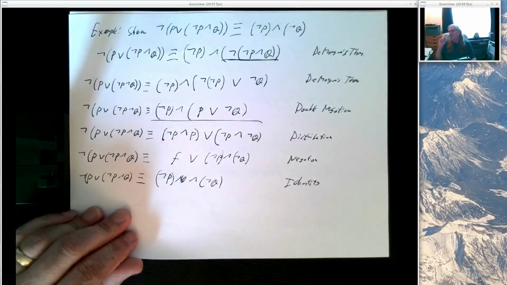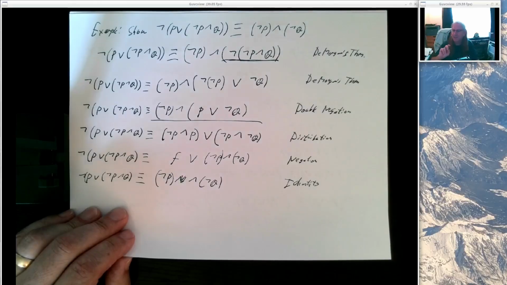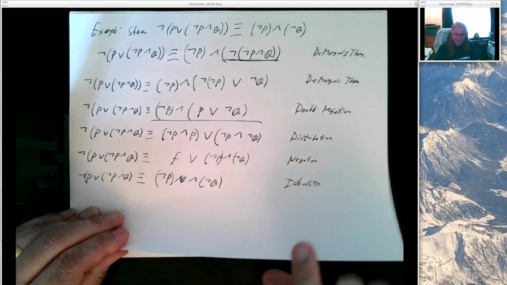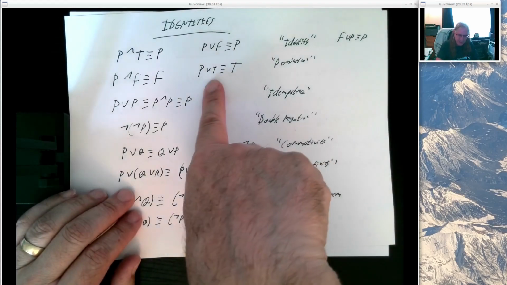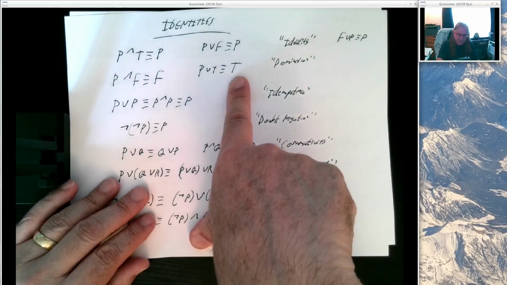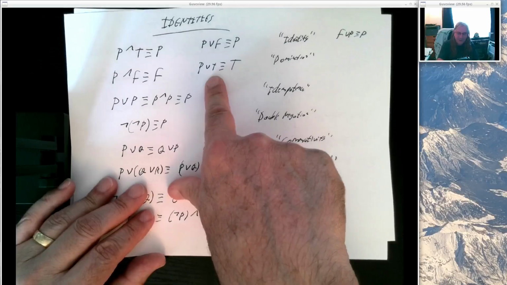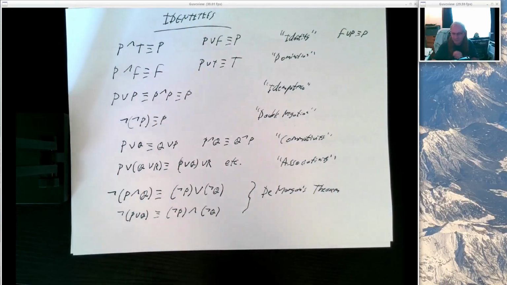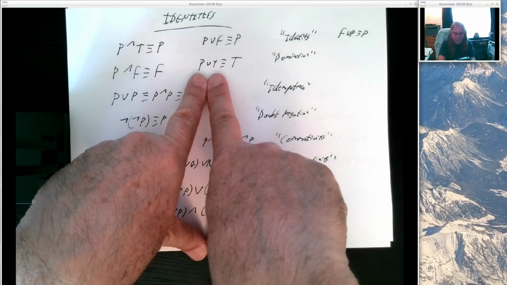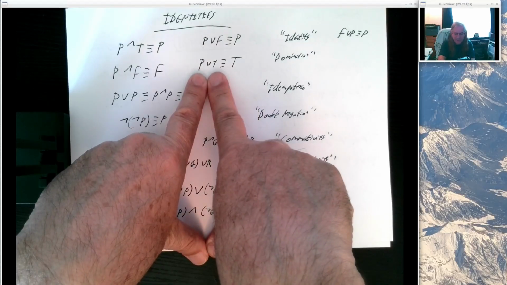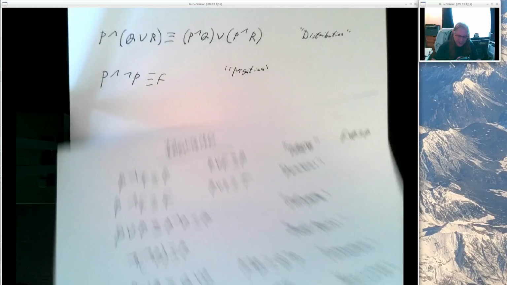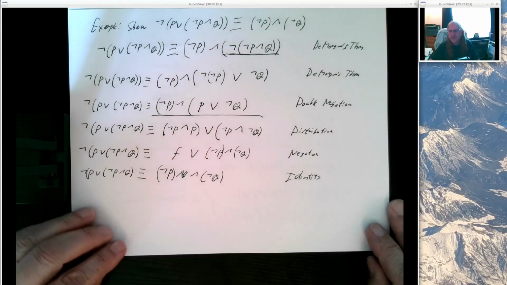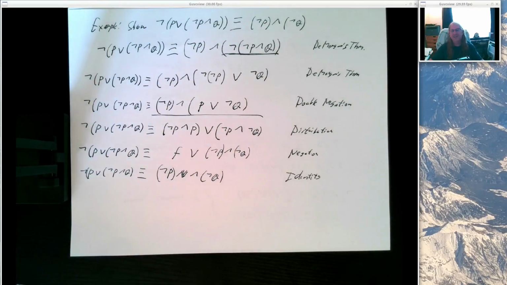So we don't want to skip steps in general, but if it's just a matter of, you want to use something like P or true is true, and you've actually got true or some proposition, you can take your statement as being T or P as opposed to P or T. You can do that level of shortcutting. All right, so that's an example of showing logical equivalence using these identities.